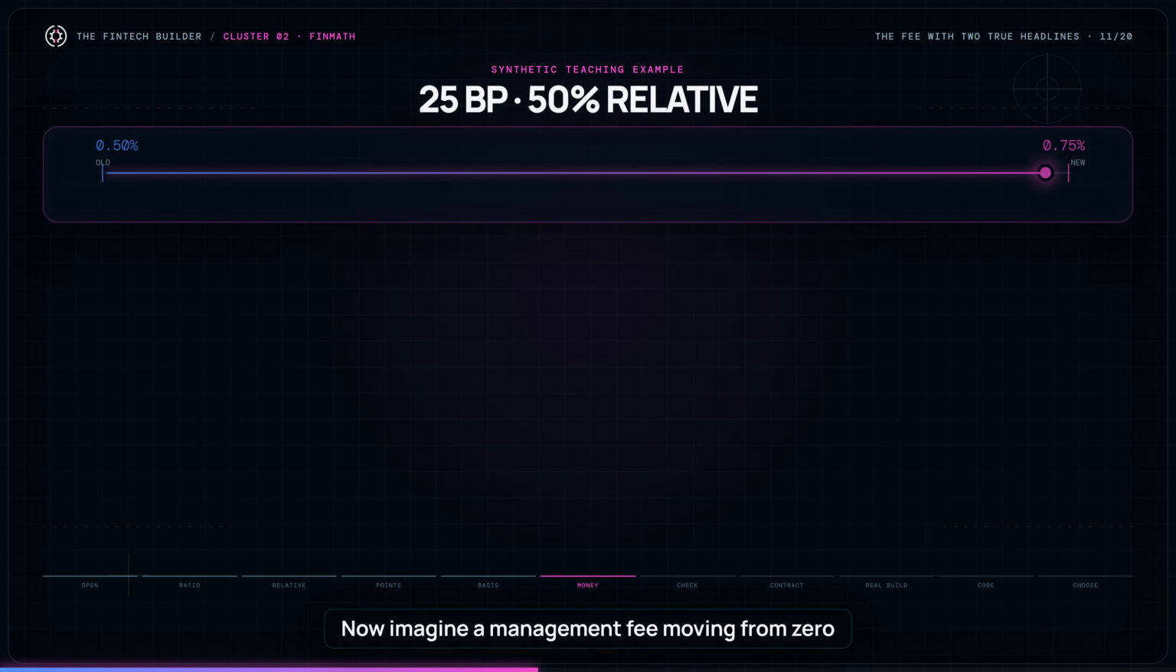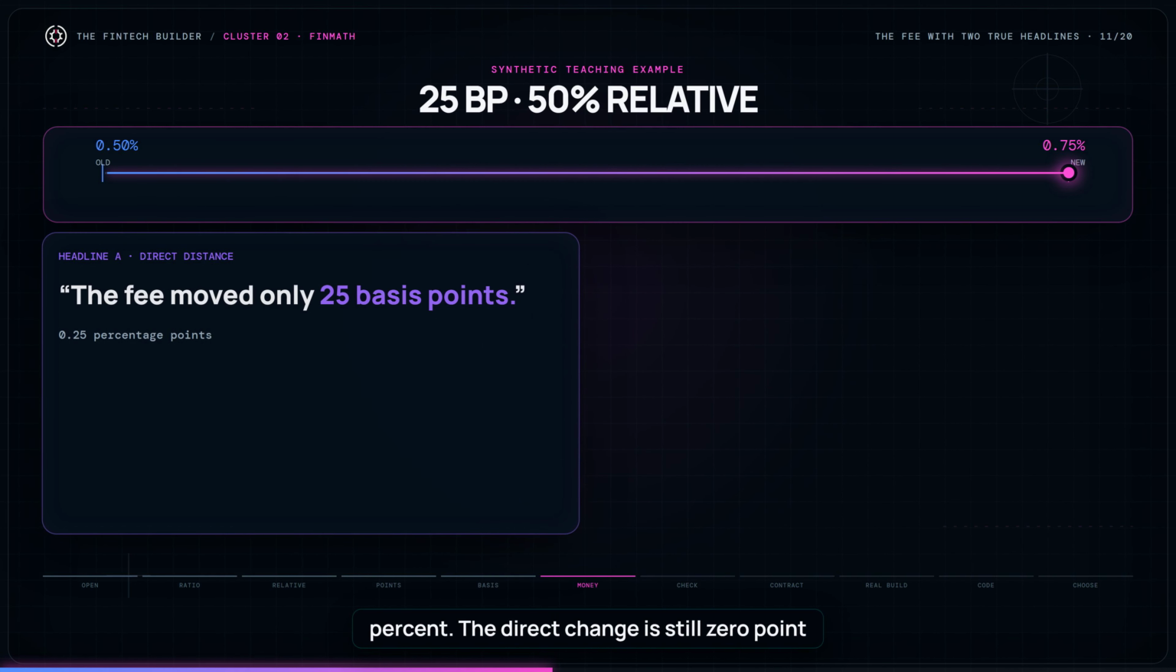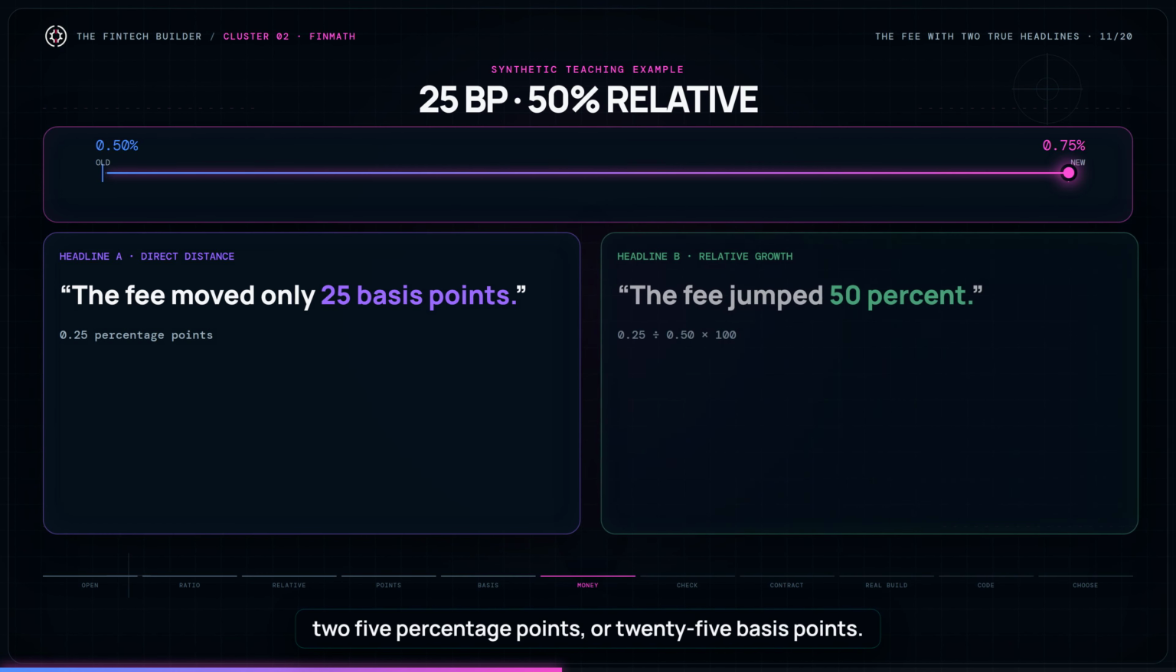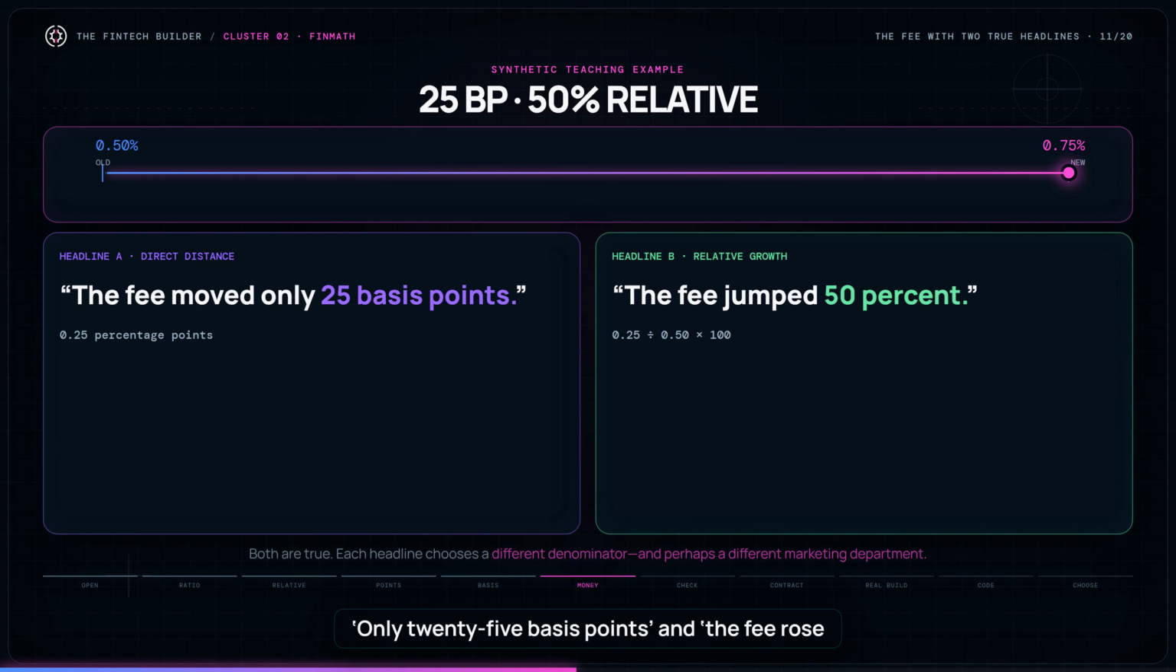Now imagine a management fee moving from 0.5% to 0.75%. The direct change is still 0.25 percentage points, or 25 basis points, but relative to the original fee, the increase is 50%. Both 25 basis points and the fee rose 50% can be mathematically correct. They are answering different questions and possibly serving different marketing departments.